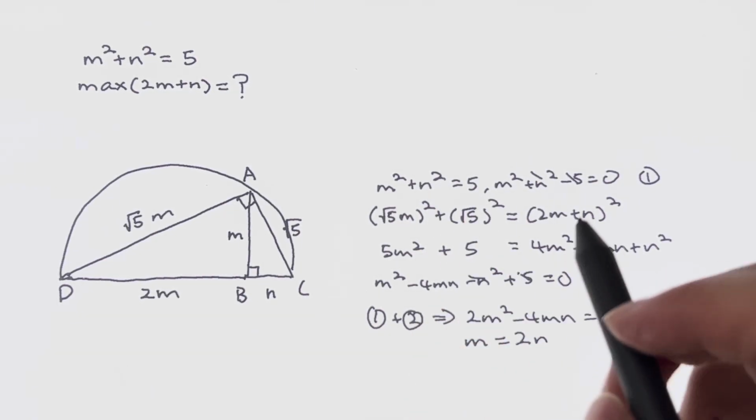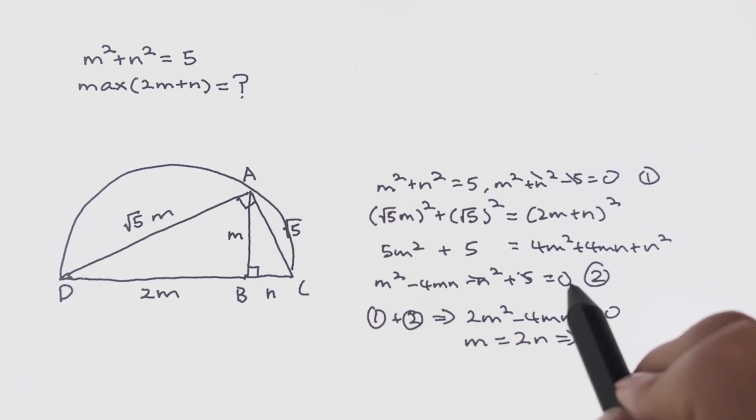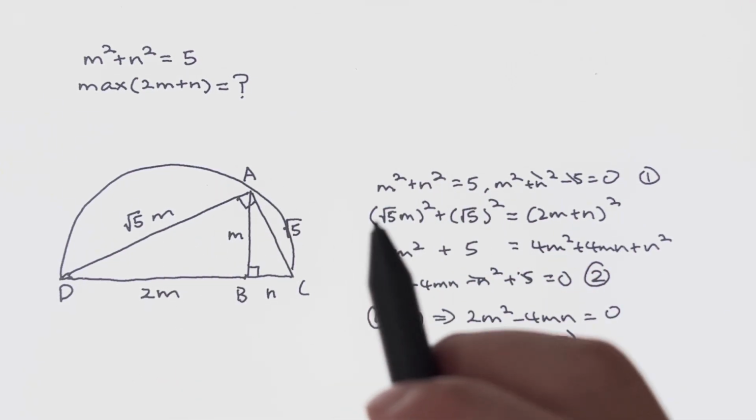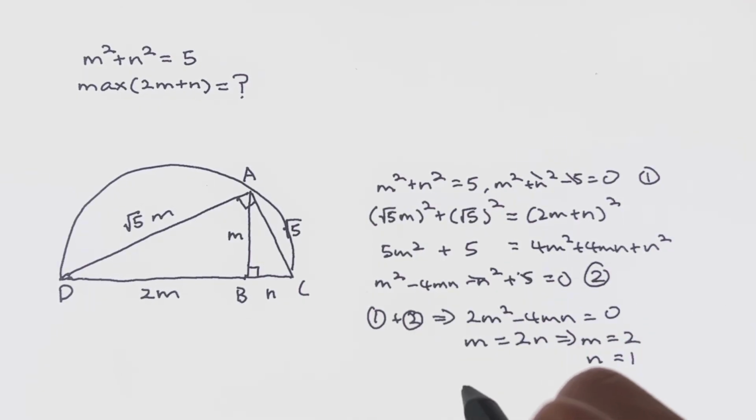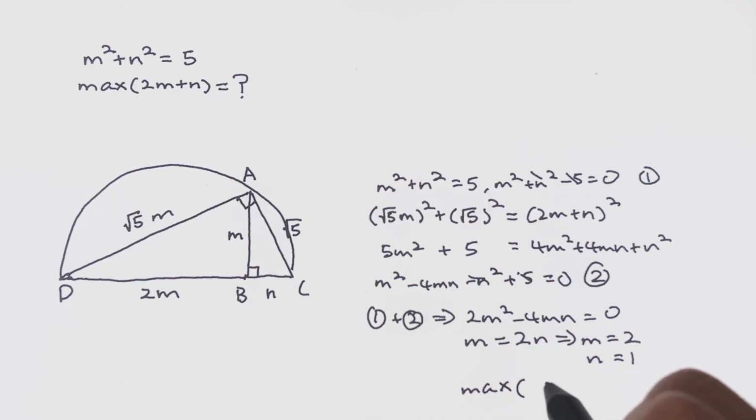Plug that back in. So we'll get that the values of m and n to satisfy the maximum value of 2m plus n are going to be m equals 2, n equals 1. So the maximum value of 2m plus n equals 2 times 2 plus 1, which is 5. And 5 is the answer to this problem.